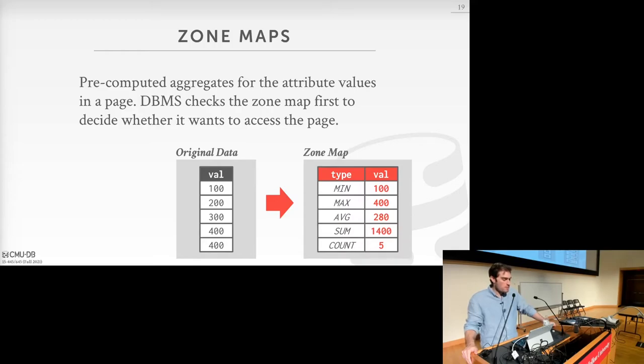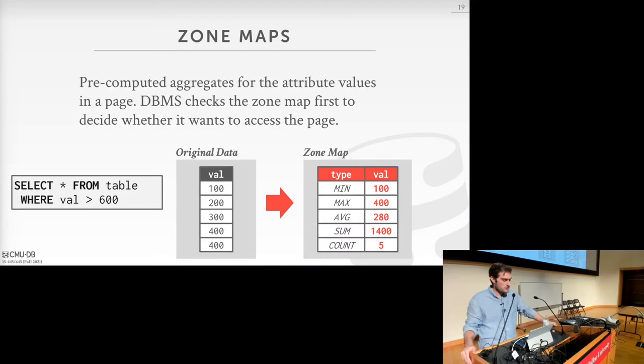Basically, we can store this zone map for the original data stored in the page, and the zone map's going to keep around statistics like the min value, the max value, average, sum, count, that kind of stuff. And then if we want to execute some query like this, for example, we're filtering the table scan for all the tuples where val is greater than 600. In this case, we can just look at the zone map. We don't even have to access the data in the page, because we can see right away that there are no values in this page greater than 600. The max value in this page is 400, so we don't even have to look at the page.